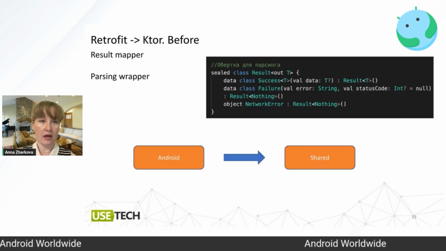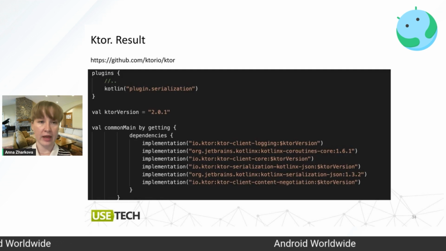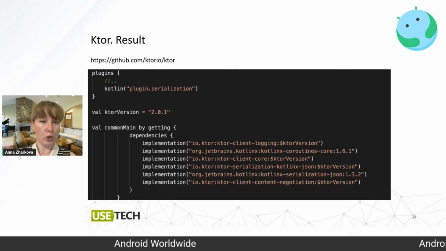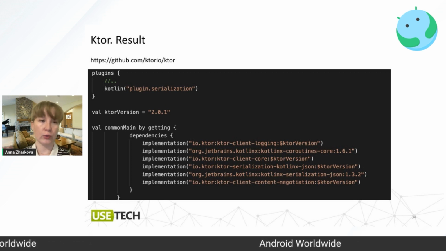In case of Ktor, we also need to provide our special mapping to make it work with the result. So it is a special sealed class with two cases, success and failure, and then we're ready to work with it. Of course, we could also use the default Result implementation, so it could also be used in Kotlin Multiplatform. So you have different options.